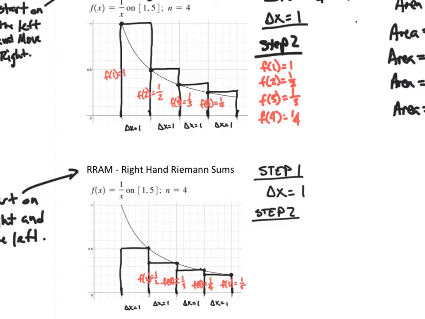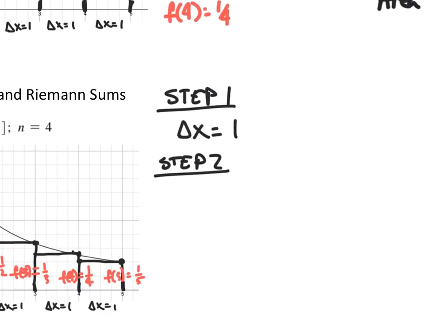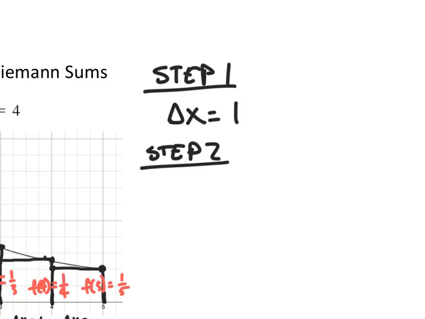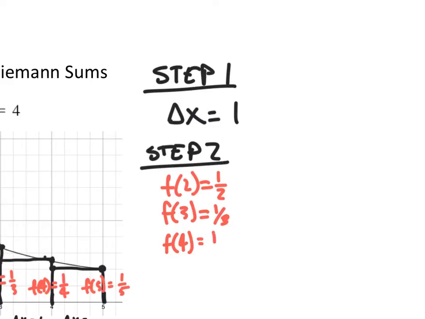So maybe you notice a pattern that, of this entire thing, we've got 5 different x values, but we're only using 4 of them. When we did LRAM, we used the 4 to the left, and if we use RRAM, we use 4 to the right. So sometimes you can pick this up and see the pattern, and it's not too terrible. But let's go ahead and write out these functions. So I've got f of 2 is equal to a half, f of 3 is equal to a third, f of 4 is equal to a fourth, and then f of 5 is equal to 1/5.